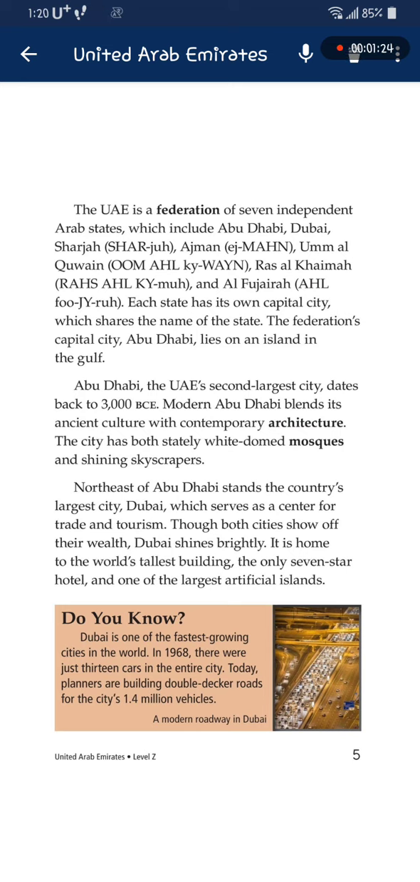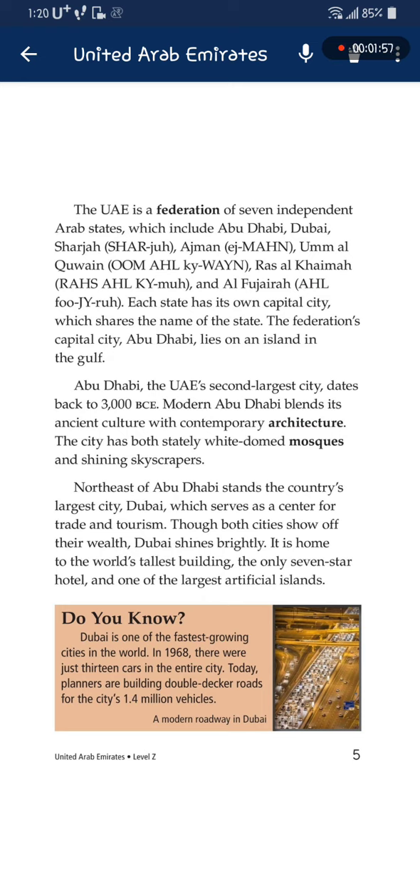The UAE is a federation of 7 independent Arab states, which include Abu Dhabi, Dubai, Sharjah, Ajman, Umm Al Quwain, Ras Al Khaimah, and Al Fujairah. Each state has its own capital city, which shares the name of the state. The federation's capital city, Abu Dhabi, lies on an island in the Gulf.